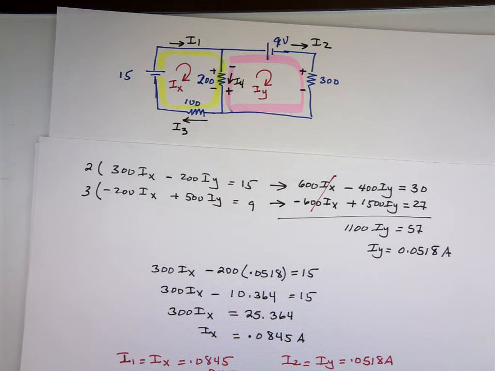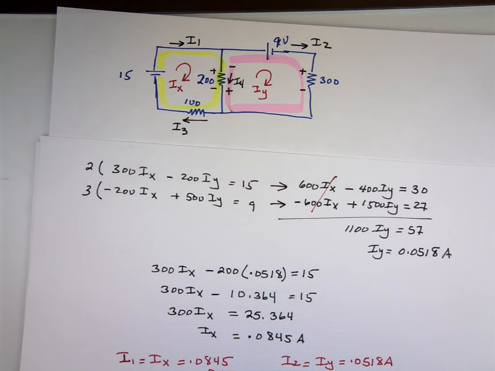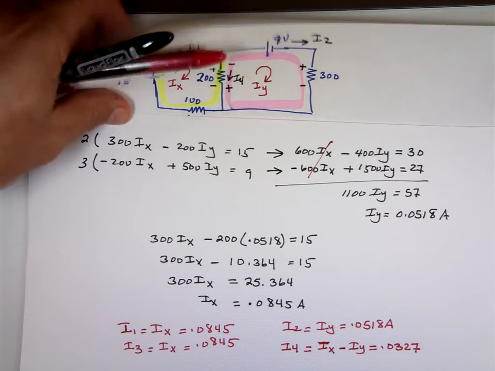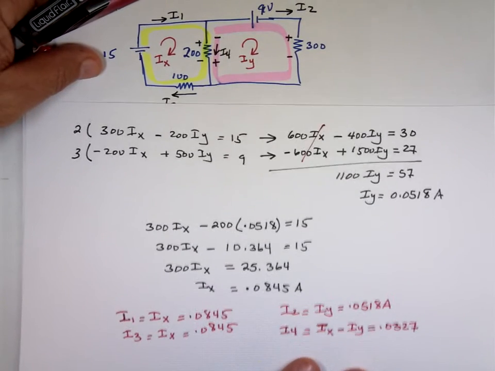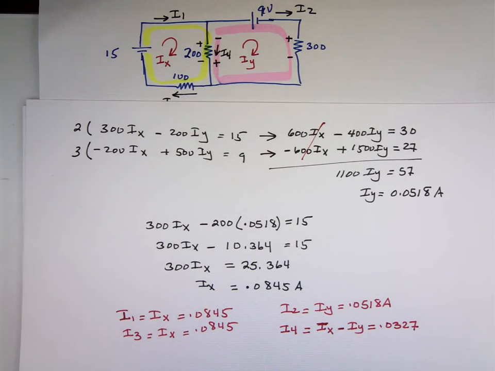0.0845 minus 0.0518, and that would be 0.0327. So I'm not sure if you like this method or not. I wanted to show you both methods. I don't mind this method at all, me personally.